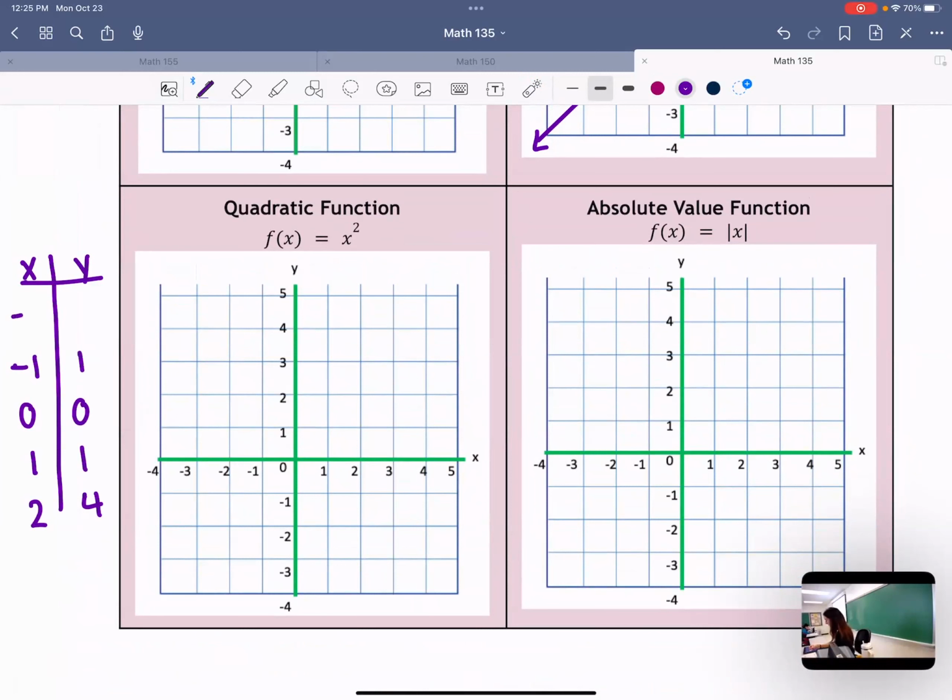Perfect. So it's positive, and -2 would be +4. So let's go ahead and draw some of our points here. We have 0, 0, 1, 1, 2, 4. And then the same thing on the negative side, okay?